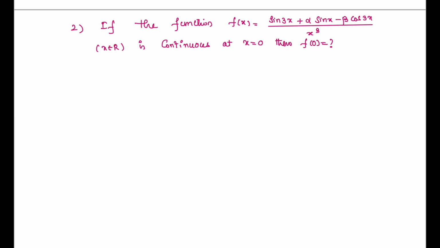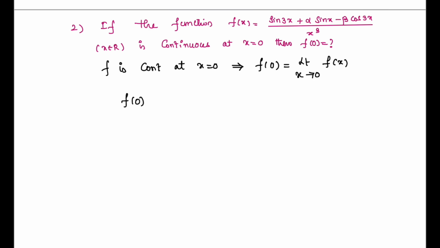Whenever a function is continuous at a point, limit value equals function value. So here f is continuous at x equals 0, so the limit value should be equal to the function value. The function value at 0, f of 0, should be equal to the limit of f of x as x tends to 0. So the value of f of 0 is nothing but the limit value. So we calculate the limit as x tends to 0 of sin 3x plus alpha sin x minus beta cos 3x by x cube.